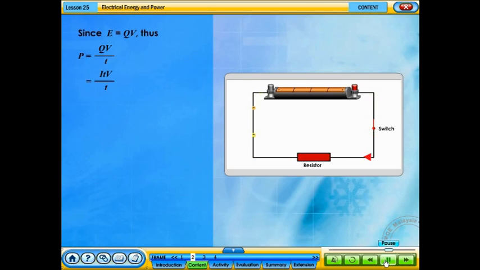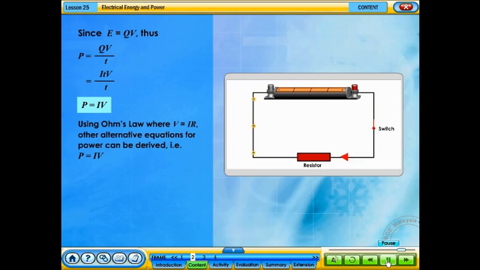Since E equals Q times V, power is equal to charge Q times potential difference V divided by time T. Therefore, power can be written as current times time times potential difference divided by time. So, power is equal to current times potential difference.